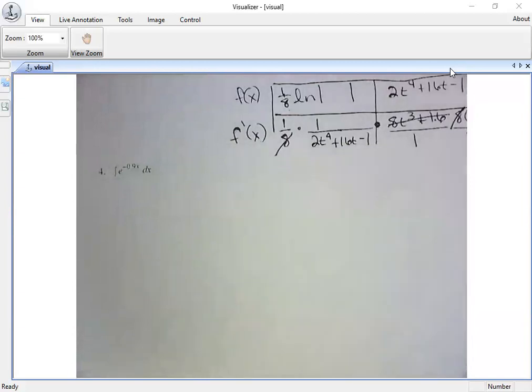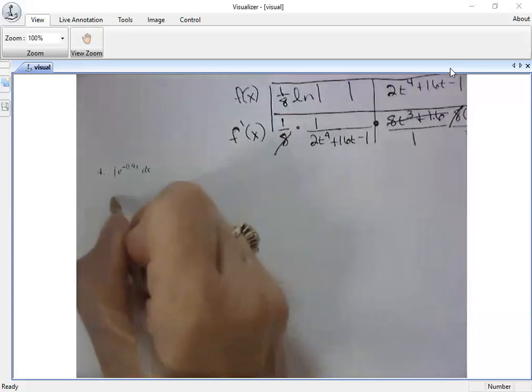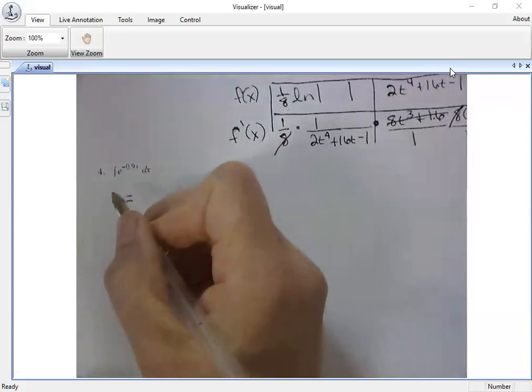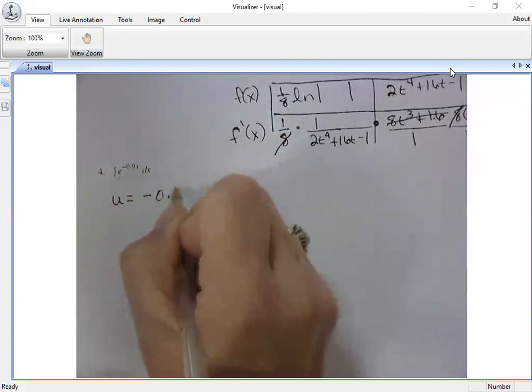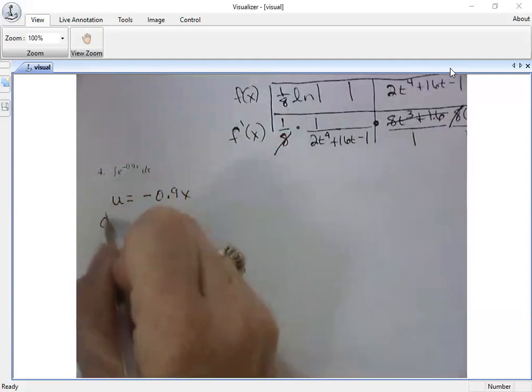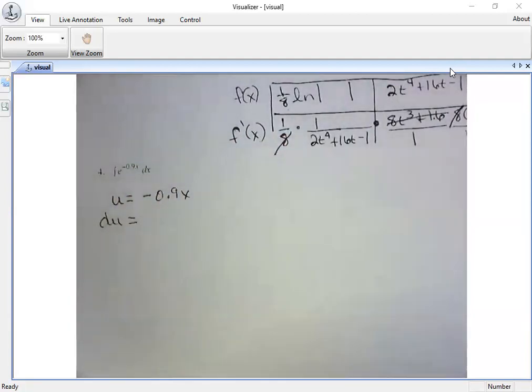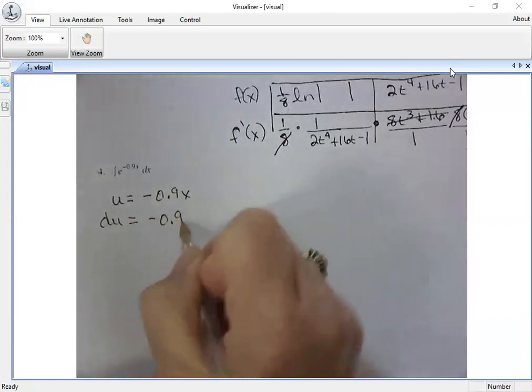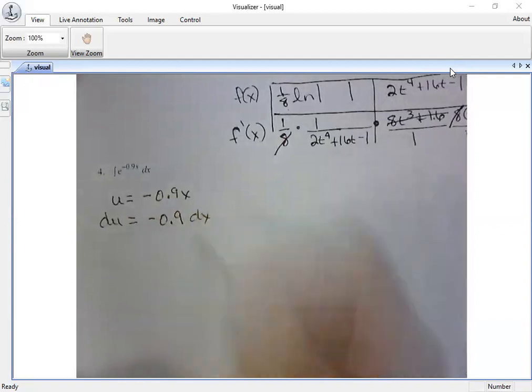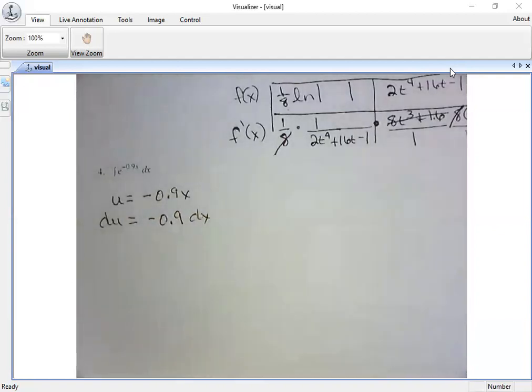So what do you think u should equal? There you go. That exponent. Negative 0.9x. Now, if I differentiate that, what do I get? Negative 0.9, and then that is with respect to x, right? So negative 0.9 dx. That shows we differentiated it.